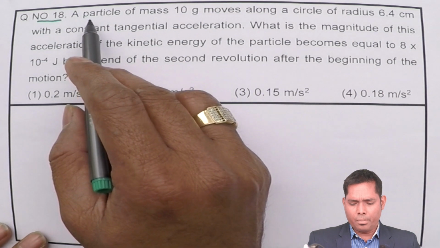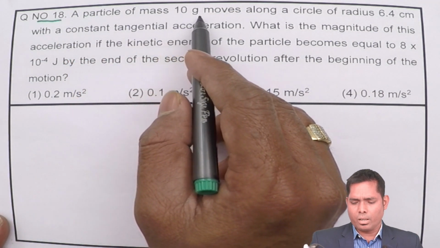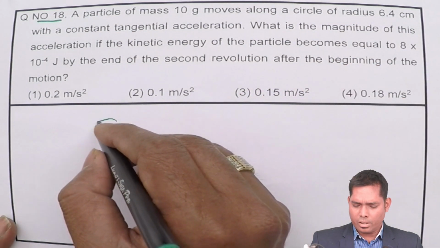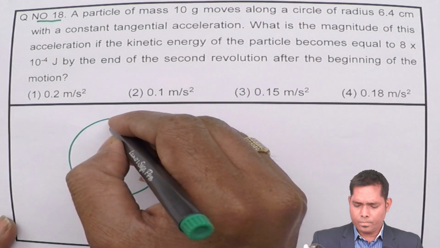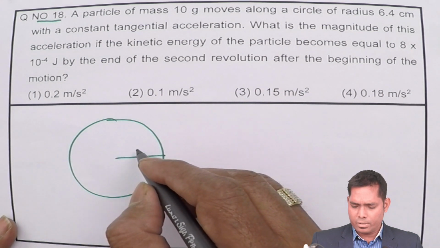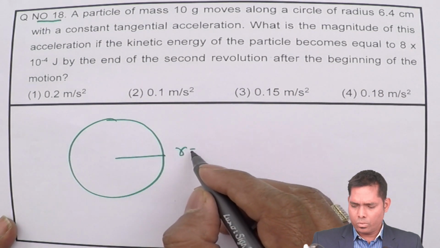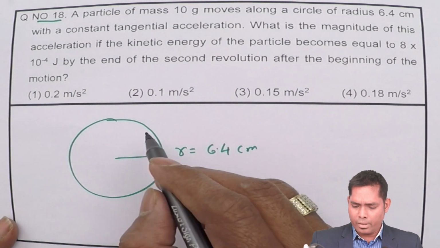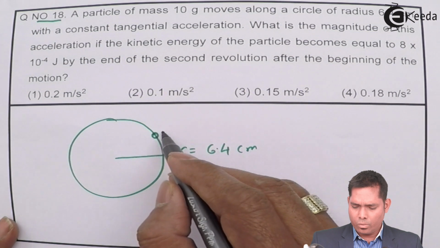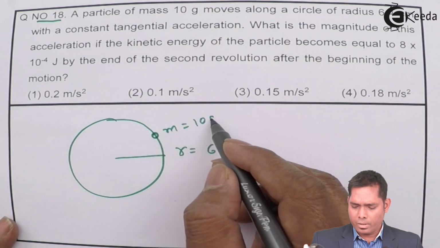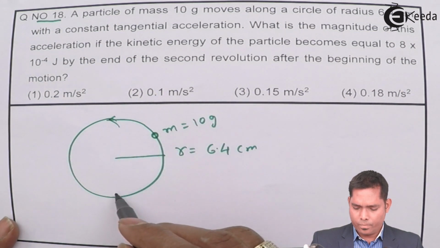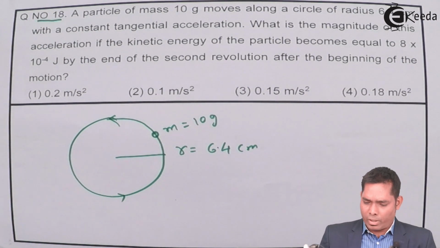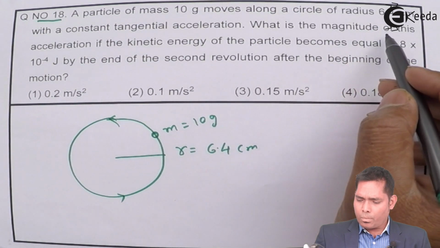It says a particle of mass 10 gram moves along a circle of radius. So there is a circle of radius equals to 6.4 centimeter, and a particle is moving whose mass is 10 gram. What is the magnitude of this acceleration?